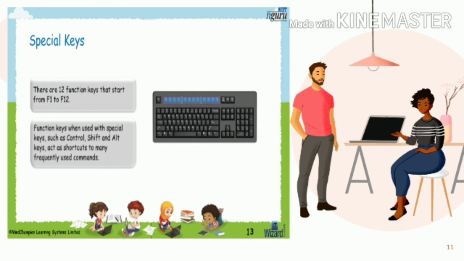And last, the function keys. There are 12 function keys that start from 1 to 12. Function keys, when used with special keys such as Control, Shift and the Alt key, act as shortcuts to many frequently used commands. It means the function key is used with the special keys like the Control key, Shift key and the Alt key. Okay, these are shortcut keys used on your keyboard.